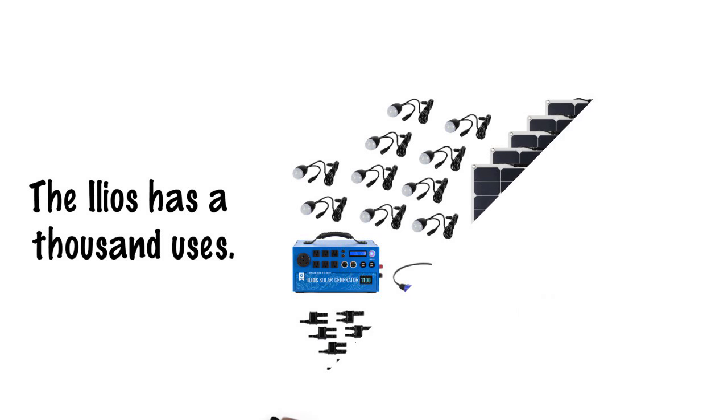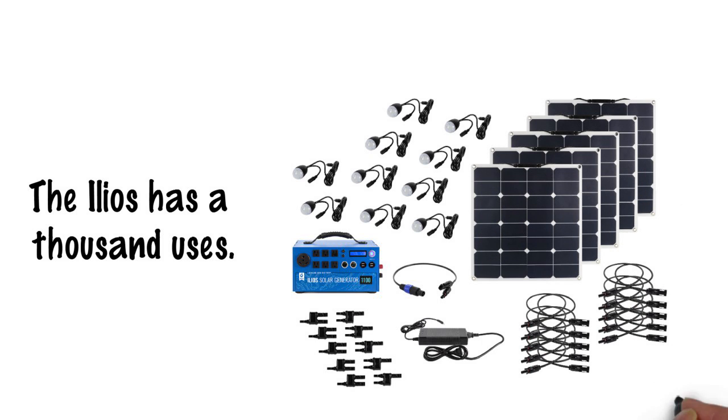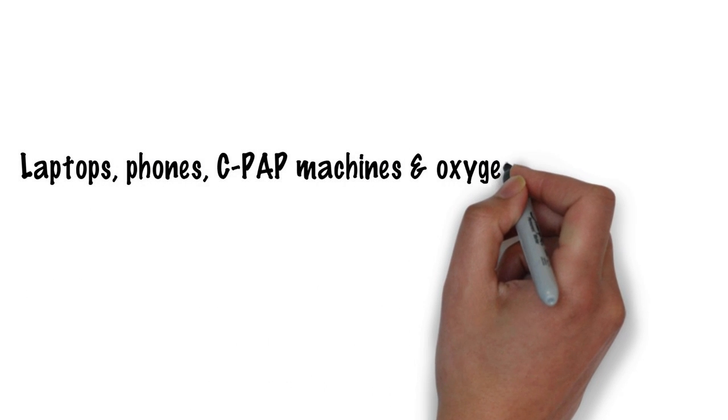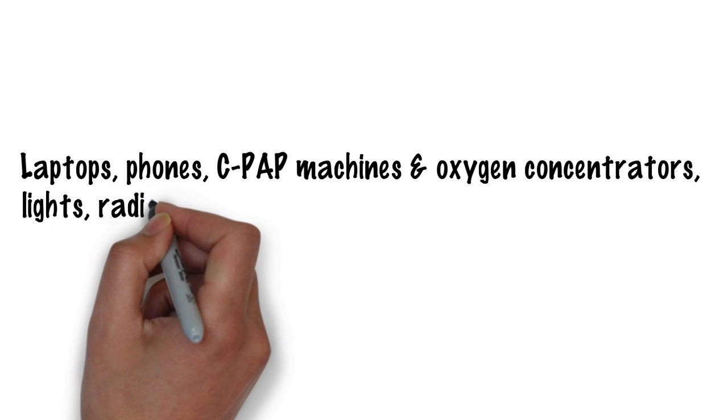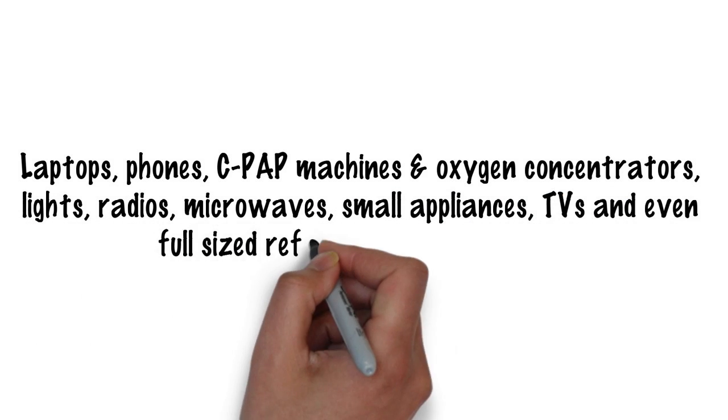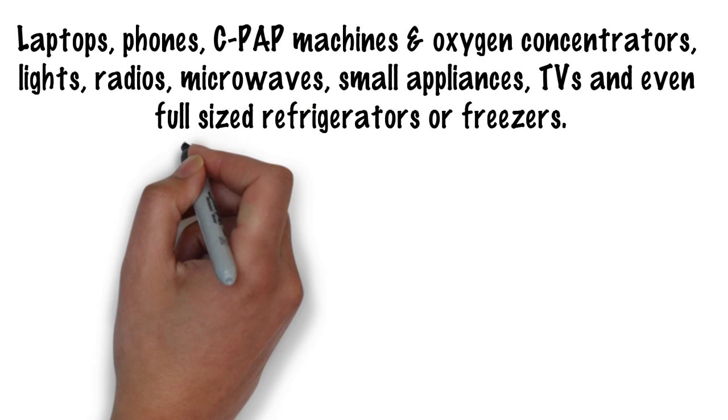The Ilios is the ultimate emergency renewable electricity storage system. Use in any emergency to power laptops, phones, CPAP machines and oxygen concentrators, lights, radios, microwaves, small appliances, TVs, and even full-sized refrigerators or freezers.